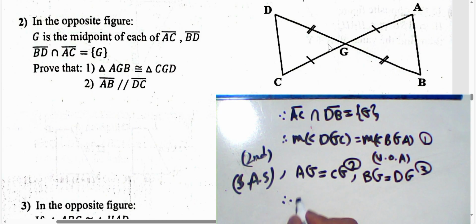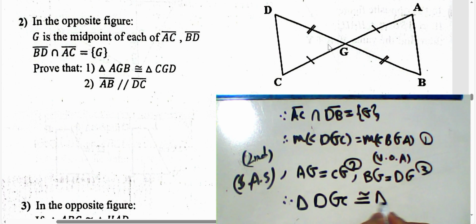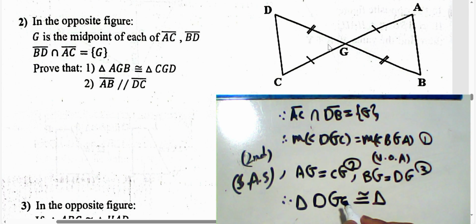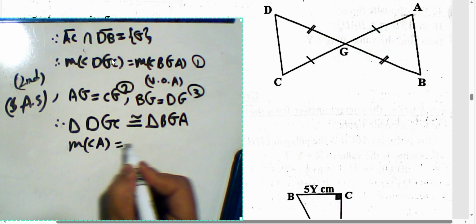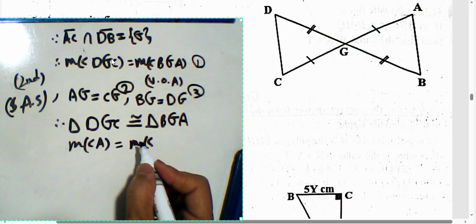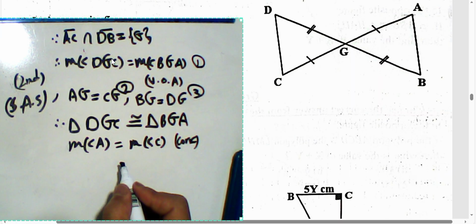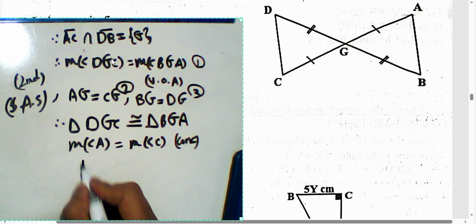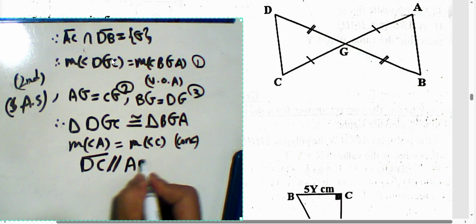Then triangle DGC is congruent to BGA. They are congruent. So the measure of angle A will be equal to the measure of angle C. They are corresponding angles. Then DC will be parallel to AP.